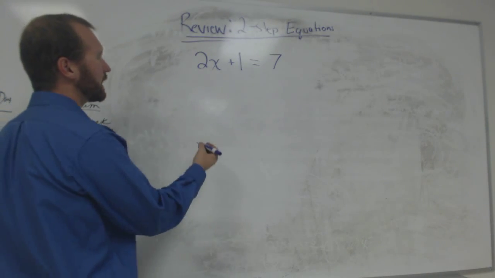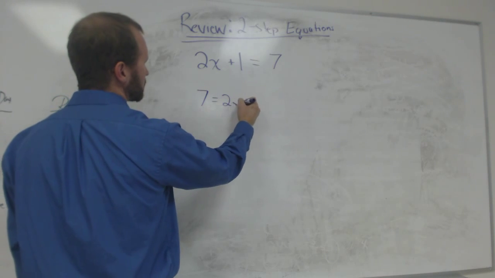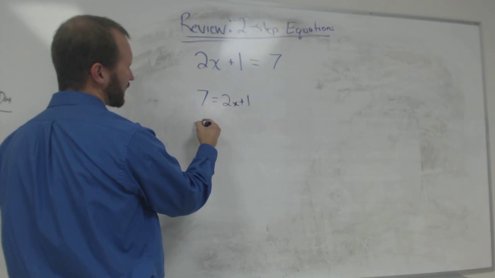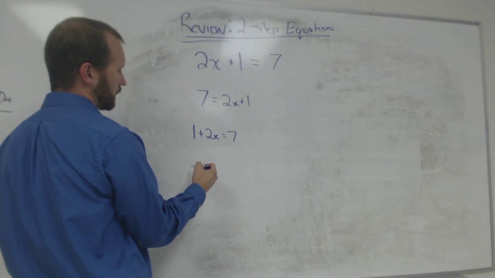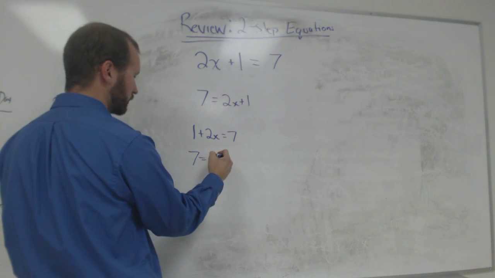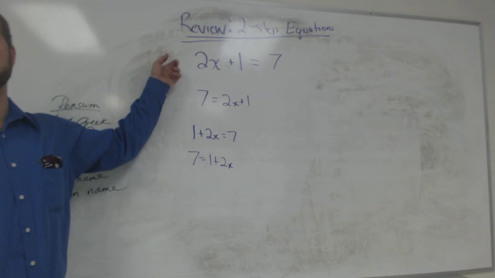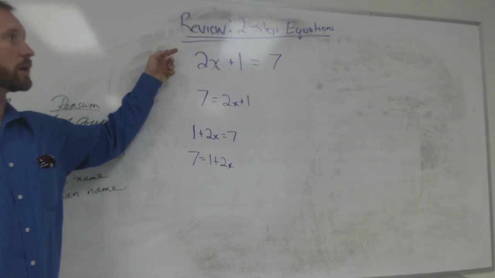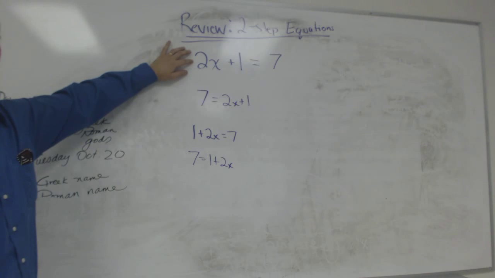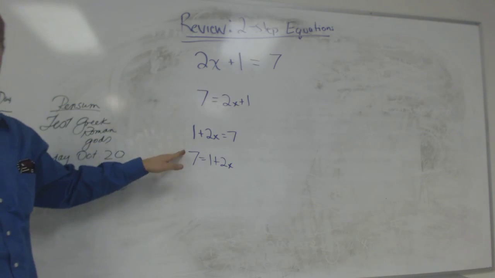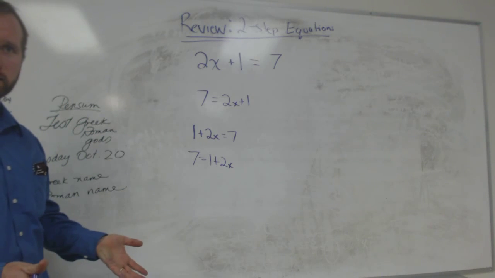We could write this in a lot of different ways though, and they're all the same thing. I could write 7 equals 2x plus 1. I could write 1 plus 2x equals 7. I could write 7 equals 1 plus 2x. These are all the same exact equation. Typically I'm going to write them like this, just because it's a little bit easier to see the process, but you know how to solve all three of these as well. It would be the same process.